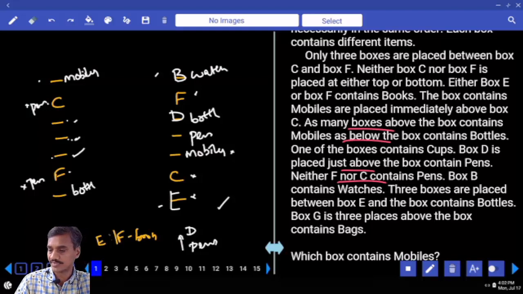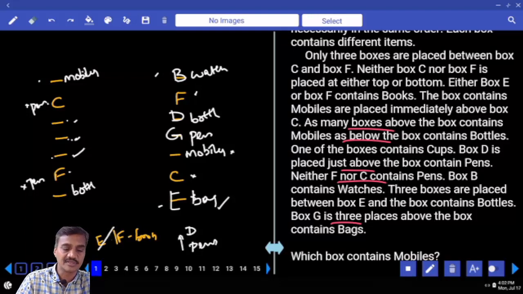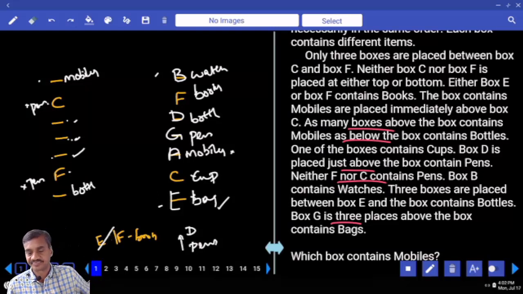Then next one. G is 3 places above bag. The only possibility is G at this place and 3 above this, E is bag. Now if E is bag, E cannot be books, hence F is books. Now if F is books, then what is the only thing left over here? Cup. One of the boxes contains cups. And which is left over? A is left over. Now this is about question numbers 1 to 5.